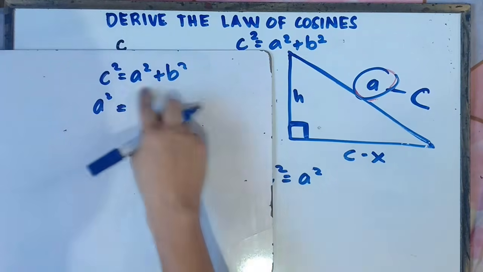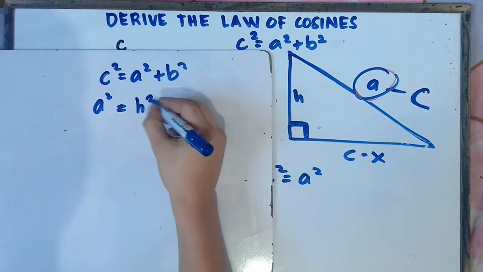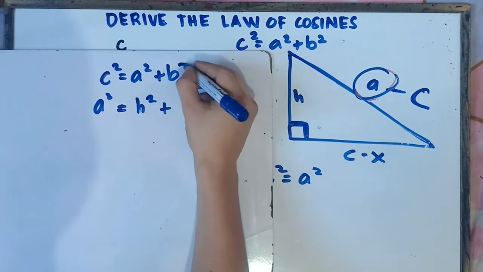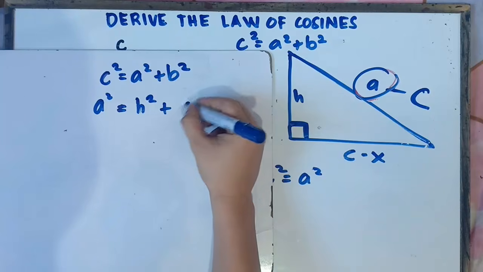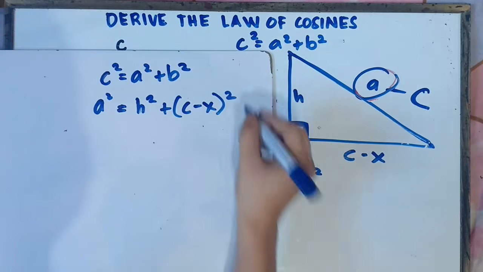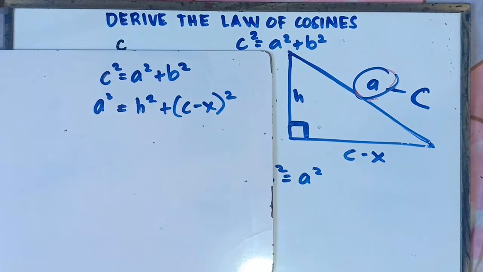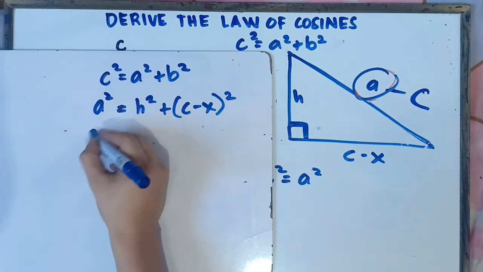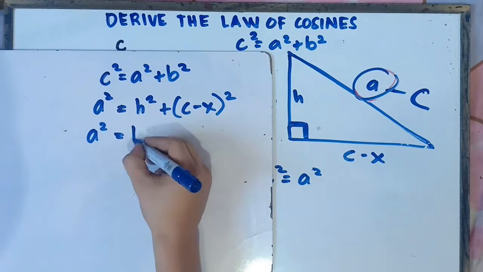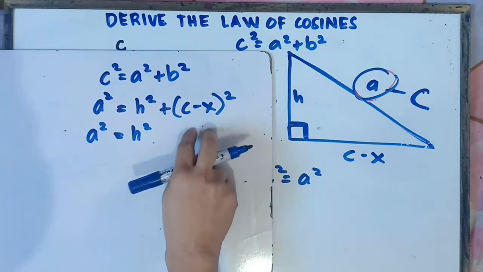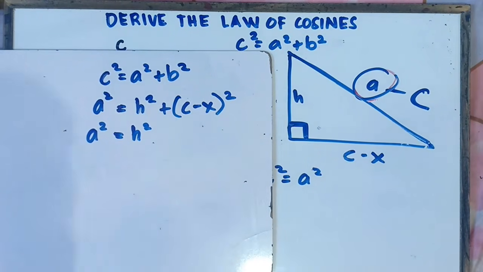So let's have A for H. So H, do not forget squared, plus the value of B, that would be C minus X, plus C minus X, do not forget squared. Alright, so how will you simplify this one, class? So therefore, we can say this will be A squared is equal to H squared, plus, how will you simplify this one, class? C minus X and then squared.